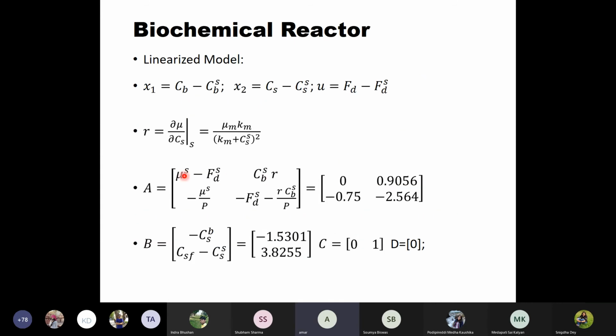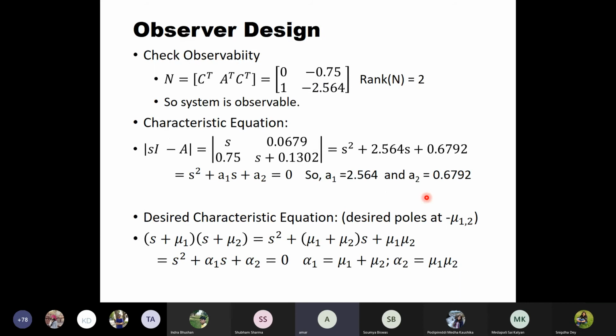So once I have constructed A, B, C and D, then if I have to design the observer for the system, the first step is I have to check the observability conditions. For this case, I find out the rank n, and the rank n is equal to 2. So the system is observable. Now I will do the characteristic equation.